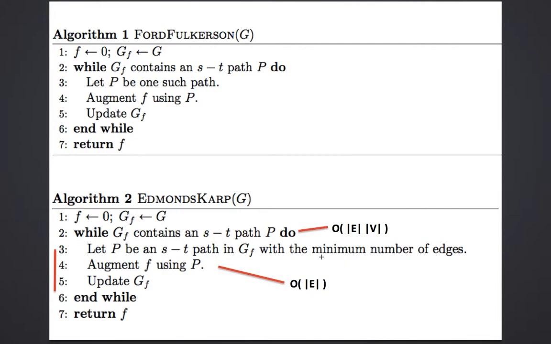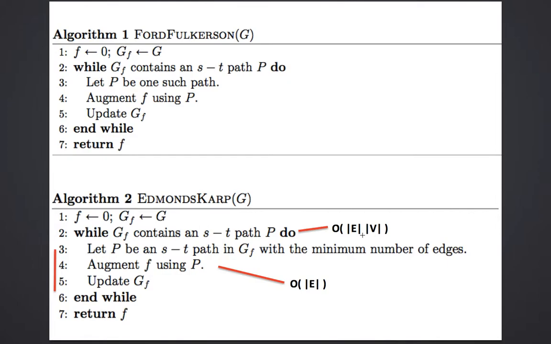Now, we will analyze the Edmonds-Karp algorithm and give an example. The cost of an iteration is order E. When we use breadth first search to find the shortest s-t path, we can bound the number of iterations as order E times V, and this will give us a maximum flow in time order E squared V.